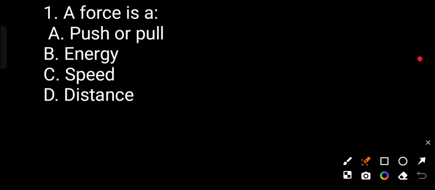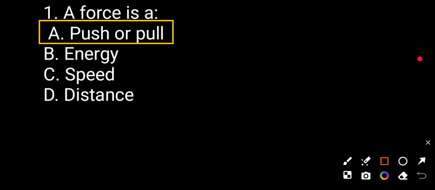Today we are studying force and acceleration. The first question: a force is option A, push or pull; option B, energy; option C, speed; option D, distance. The correct answer will be A. A force is a push or pull.